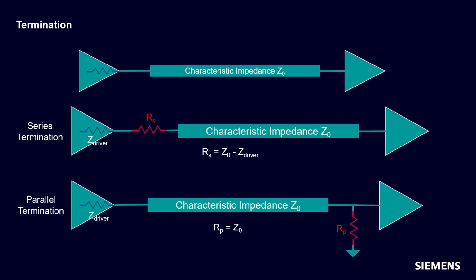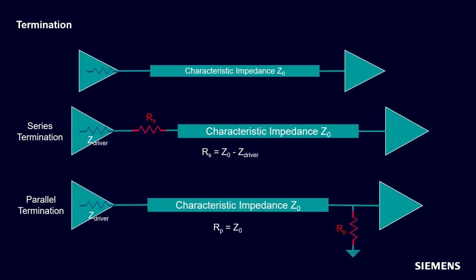These reflections are detrimental. They can distort the intended waveform, degrade the clarity of an eye diagram, and introduce timing uncertainties. Termination is the method employed to mitigate these issues by matching the impedance at the end of the transmission line to its characteristic impedance. This ensures that signal energy is absorbed cleanly, preventing reflections and preserving the signal quality.